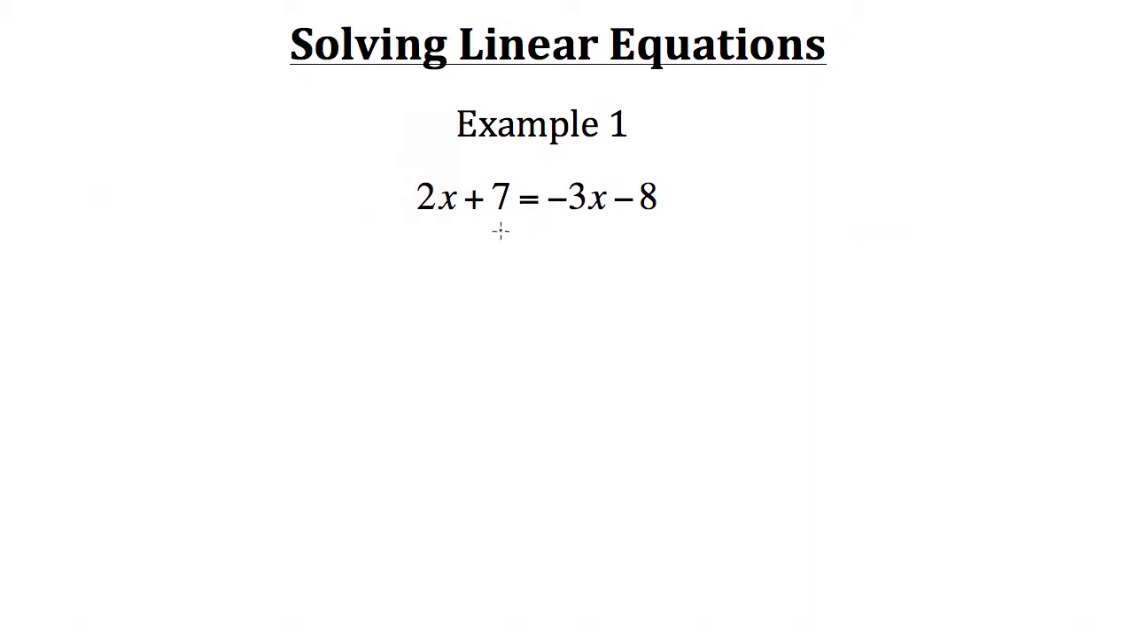Now in order to do this, we need to do kind of like what we did in previous sections. We want to isolate the variable. Now right now, it's on the left side of the equation and the right side. So in order to isolate it, we need to get the variable onto just one side. Now it doesn't matter which side we put it on, we just need to get it on one side. So for example, let's start with our equation.